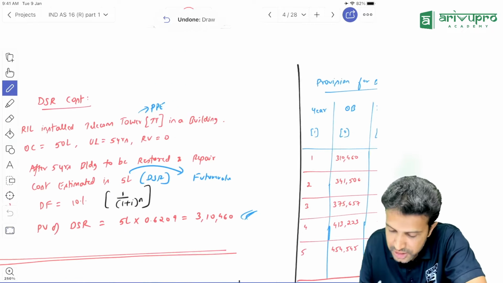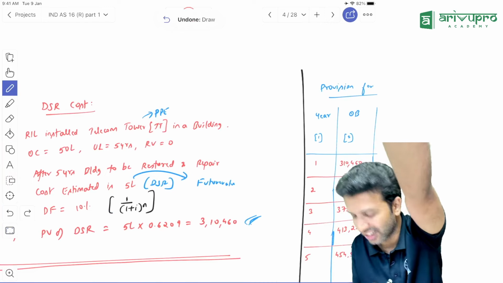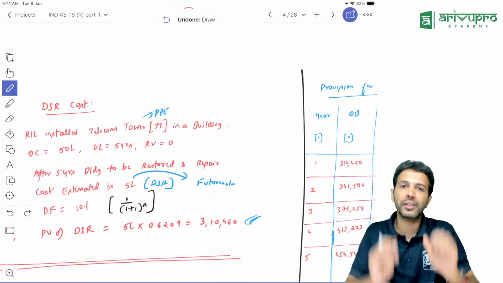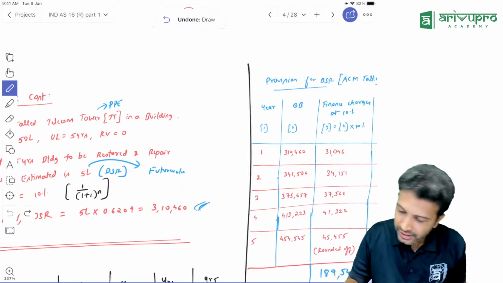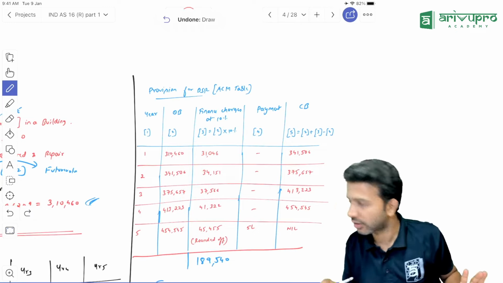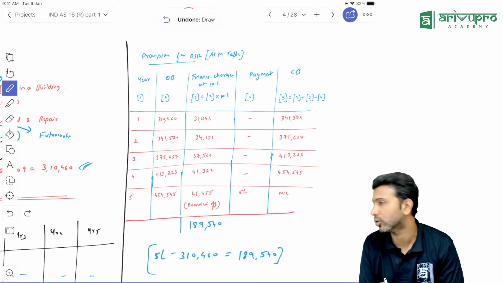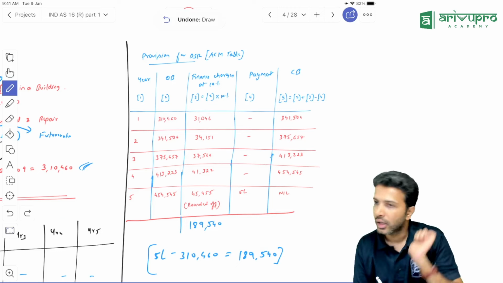So the difference between these two is the 5 years' total interest charges. The difference between present value and future value will give you total interest charges. This table will give you each year's interest charges. So if you sum it up, this number also will give you the same thing. Understood? That's what I've given over here also. Now, the entry.